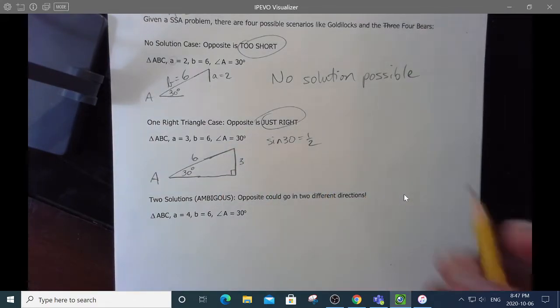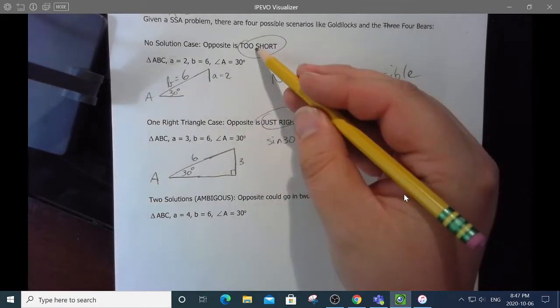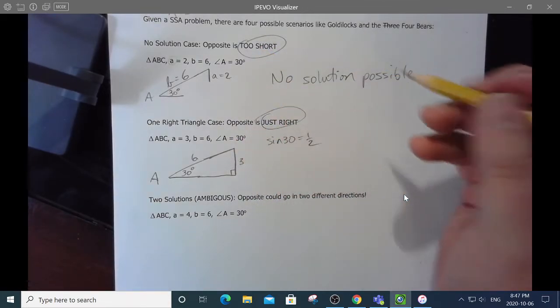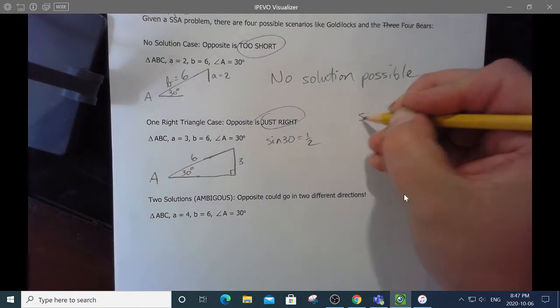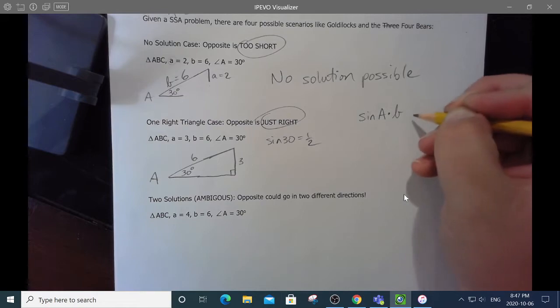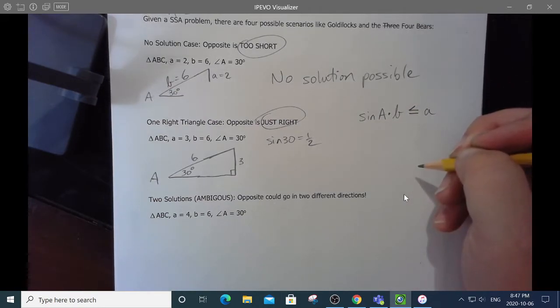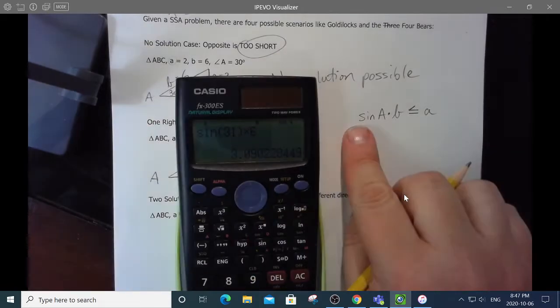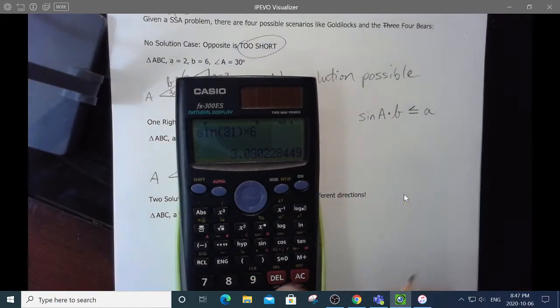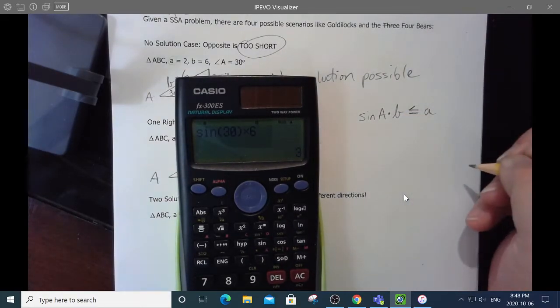So basically, if you want to know if you have a situation where the line either is too short or just right, you can actually kind of use this little formula. The sine of angle A times the B side has to be less than or equal to the A side. So when I have the sine of 30 times 6, and I get 3, well, 3 is exactly equal to 3, so it works.